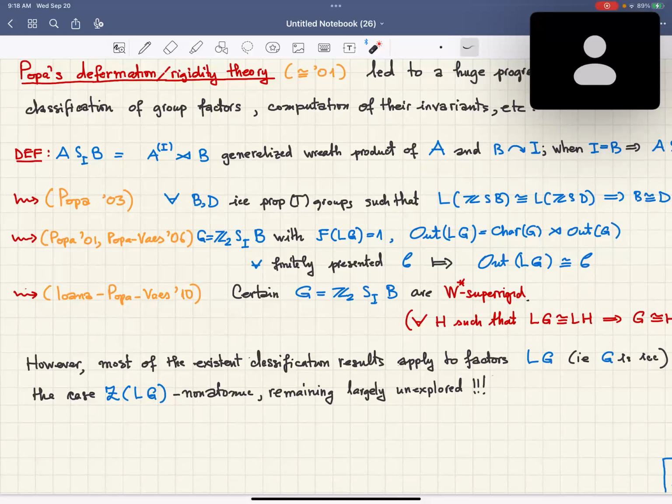finitely supported functions from I into A. That's how you think about this, or if you like, the direct sum of copies of A along I, it's the same thing. Okay, and then B acts on this direct sum by shifting the indices through the action of B on I, right? Okay.